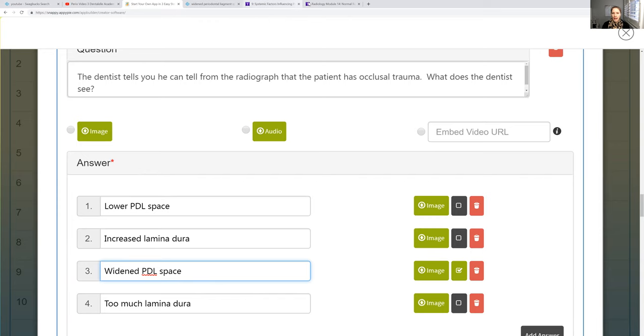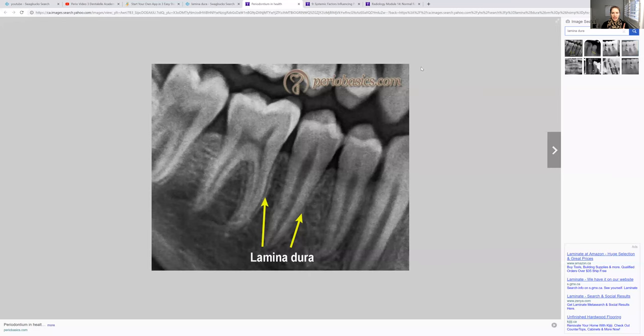Actually, let me pause this again. Okay, so I paused it again. I just quickly looked up something online here. So lamina dura is not to be confused with widened PDL space. Do you guys see this thin line here? Just outside of that is considered the lamina dura. So the widened PDL space is just basically that space wider, okay?